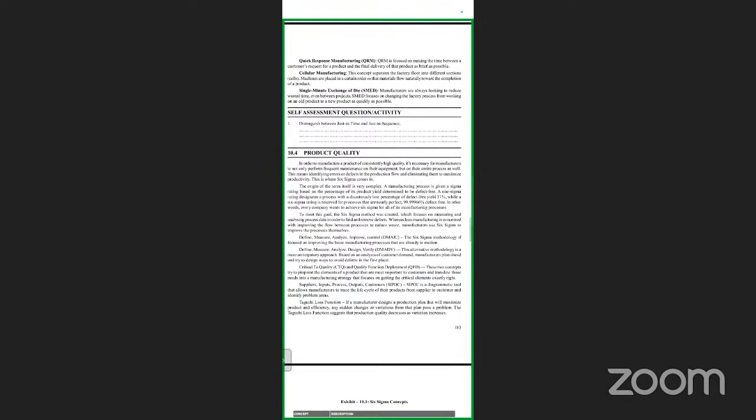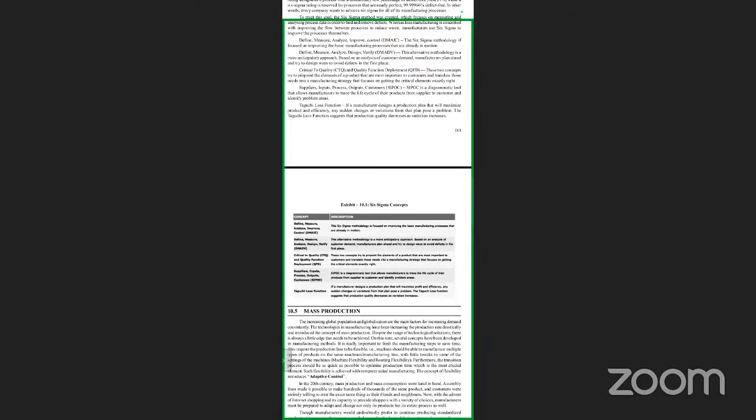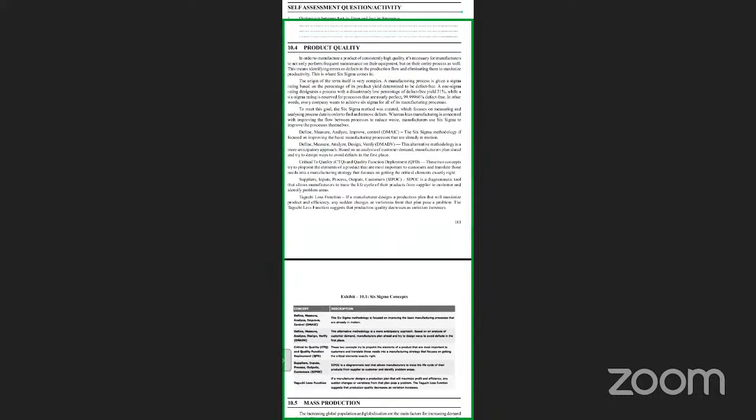And apart from just in sequence, we have total productive maintenance, quick response manufacturing, cellular manufacturing, single minute exchange of die. Next, when we implement or reduce the manufacturing wastage, we will come across the problem of product quality.